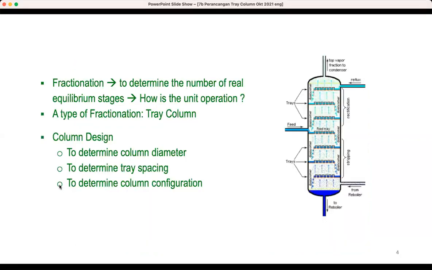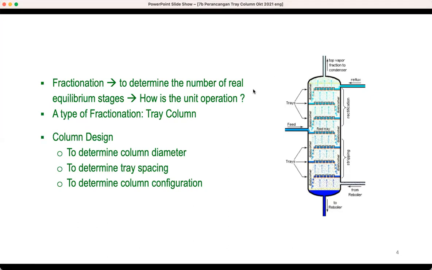Okay, so what is fractionation? Fractionation is when we want to separate a mixture of liquid and vapor into some kind of products that we want. And then in fractionation, we determine the number of real equilibrium stages. We have determined the number of real equilibrium stages by calculation for binary distillation or multi-component distillation. And then how is the unit operation? How can we design the unit operation? The unit operation is called a distillation column.